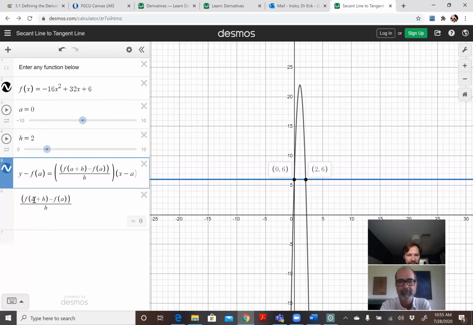Well, this is f of a, which is 0, plus 2. So that's f of 2 minus f of 0 all over h. That gives us 6 minus 6 is 0. So we had no run there.